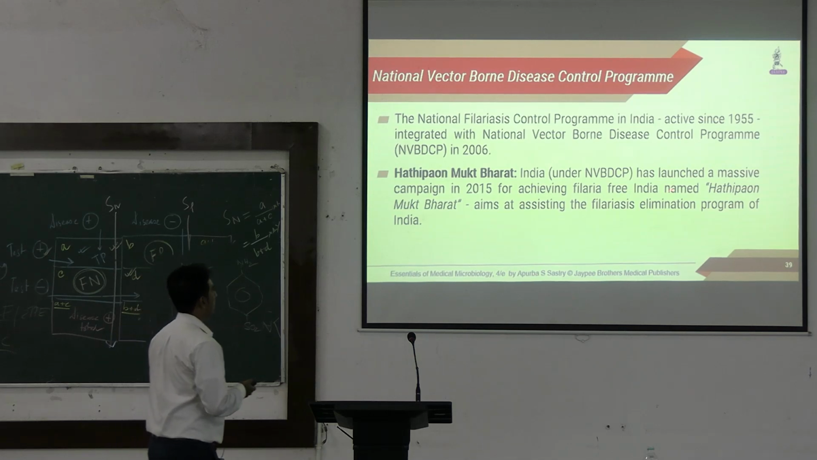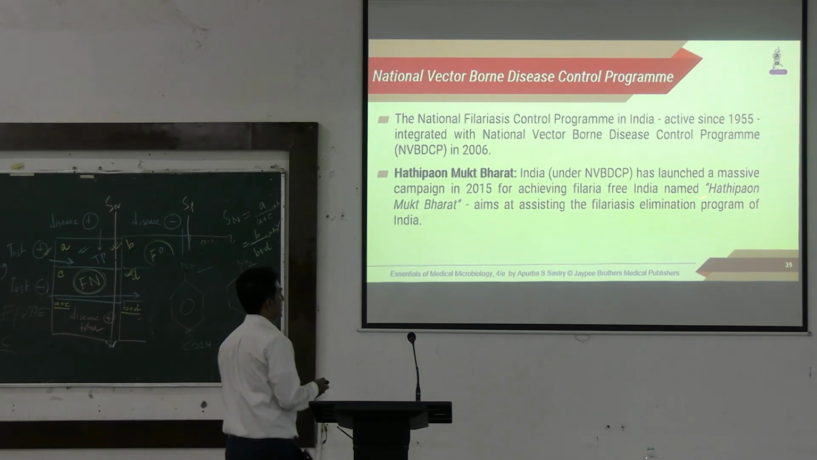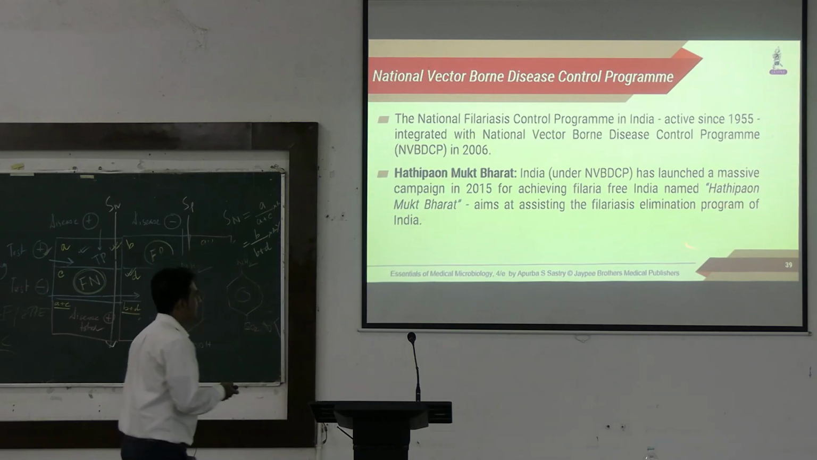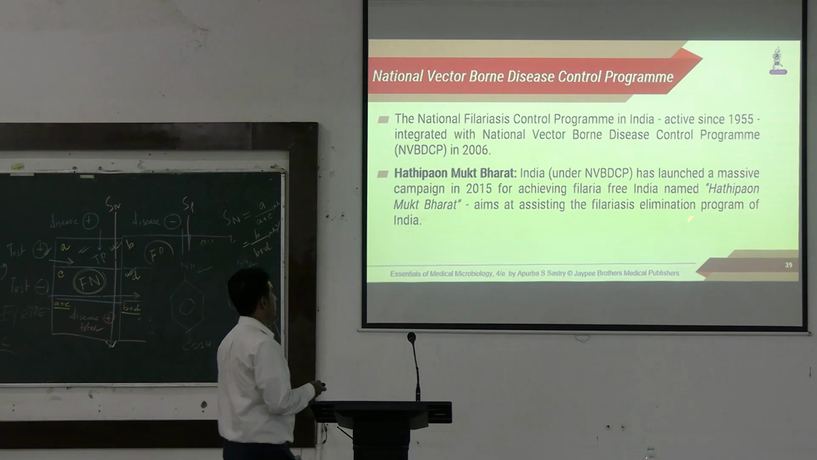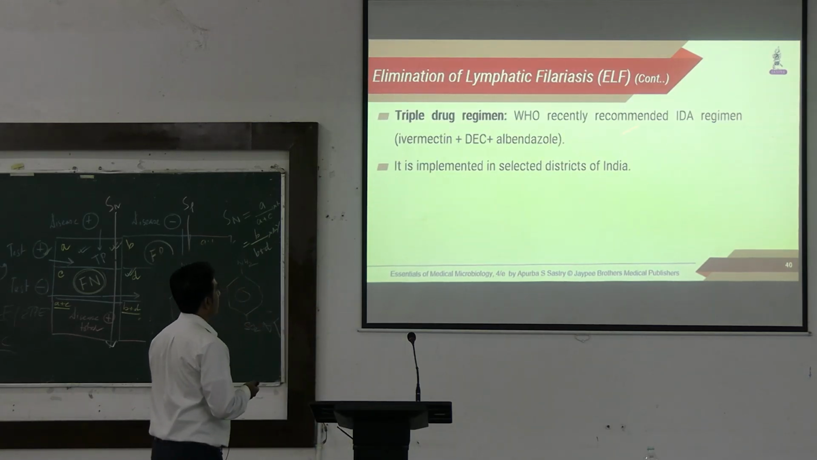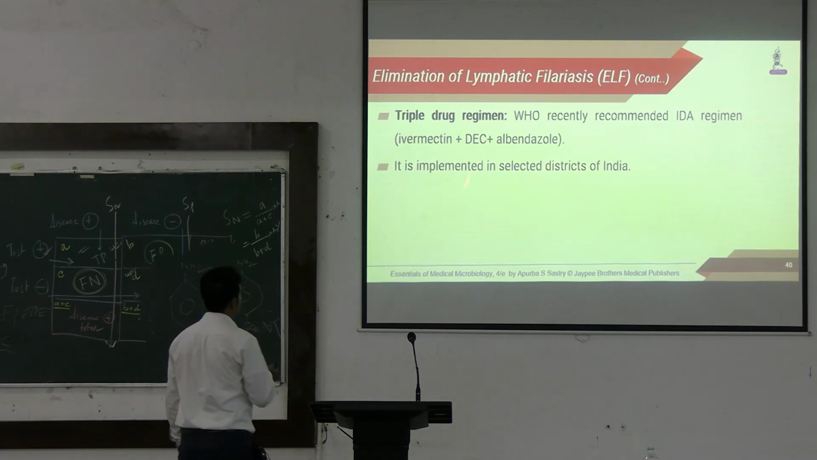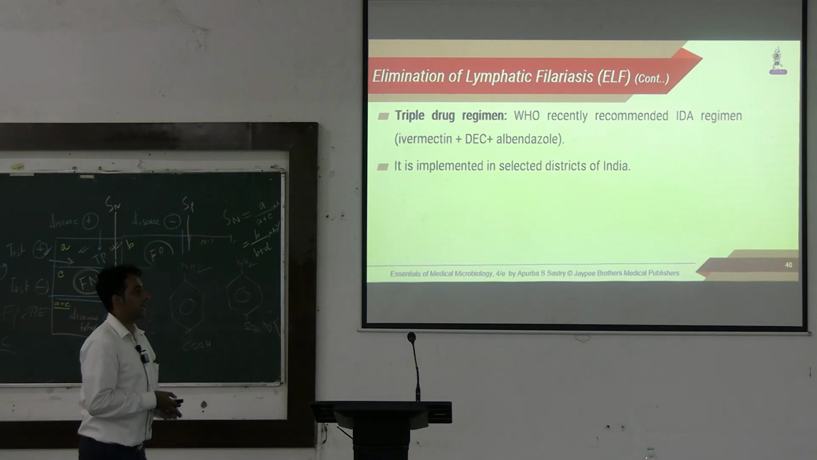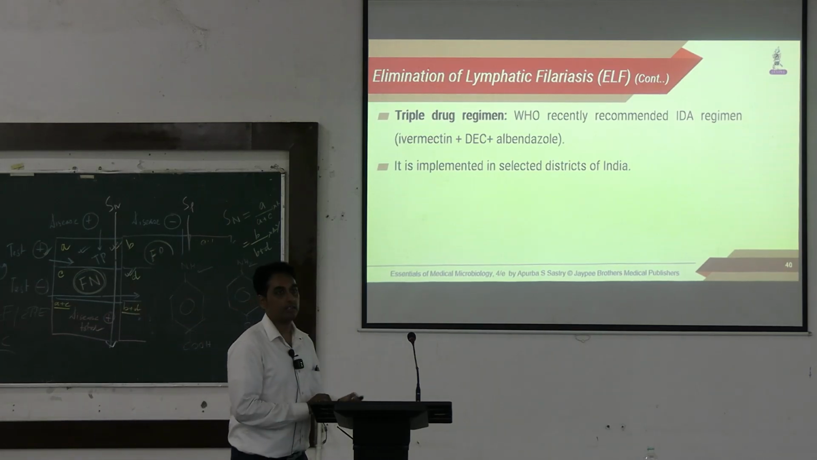And India launched a campaign in 2015 for achieving a filaria-free India named Hathi Paon Mukt Bharat. Hathi Paon means elephantiasis, Mukt Bharat, and it aims at assisting the filariasis elimination program of India. For this, the WHO has recommended the IDA regimen, which is ivermectin plus diethylcarbamazine plus albendazole. A triple drug regimen is given so that resistance to one drug is counteracted by the other drugs.